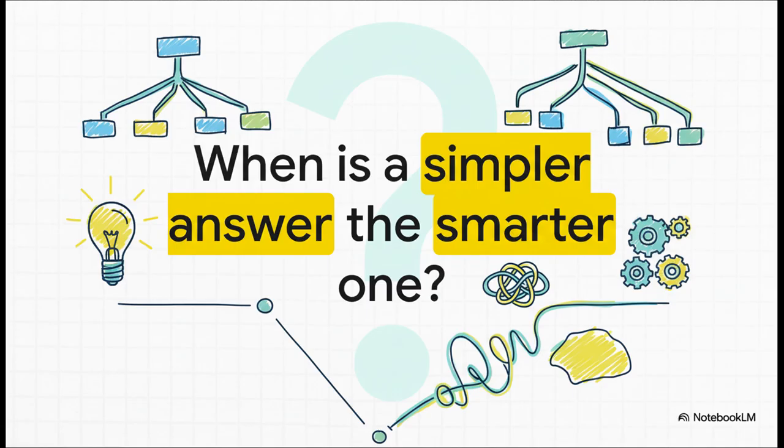Which kind of leaves us with one last thing to think about, right? In a world that just keeps getting more and more complex, the whole story of building a decision tree and then pruning it back reminds us to ask a really important question. When is the simpler answer the smarter one?